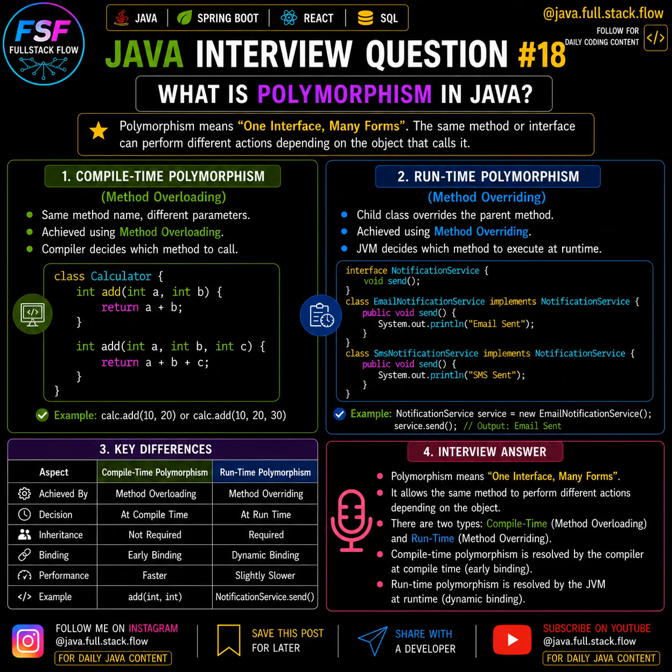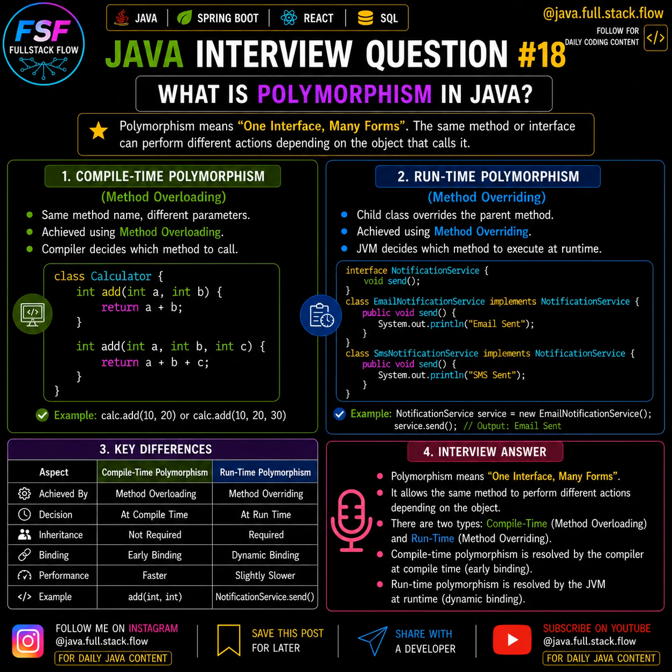The first one is compile time polymorphism, which is achieved using method overloading. In method overloading, we create multiple methods with the same name but different parameters. Since the compiler decides which method to call during compilation, it is called compile time polymorphism or early binding. For example, in class Calculator, there are two add methods. One add method has two integers and another add method has three integers. The compiler automatically chooses the correct method based on the arguments we pass.